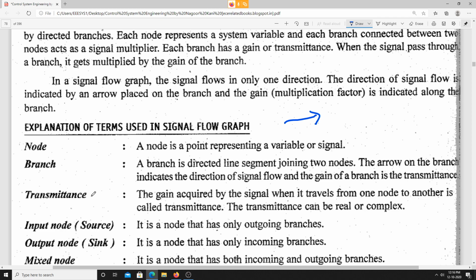Now next, what is transmittance? The gain acquired by the signal when it travels from one node to another node is called transmittance. Is it clear? Please everyone remember this. What is transmittance? A gain acquired by the signal when it travels from one node to another node.